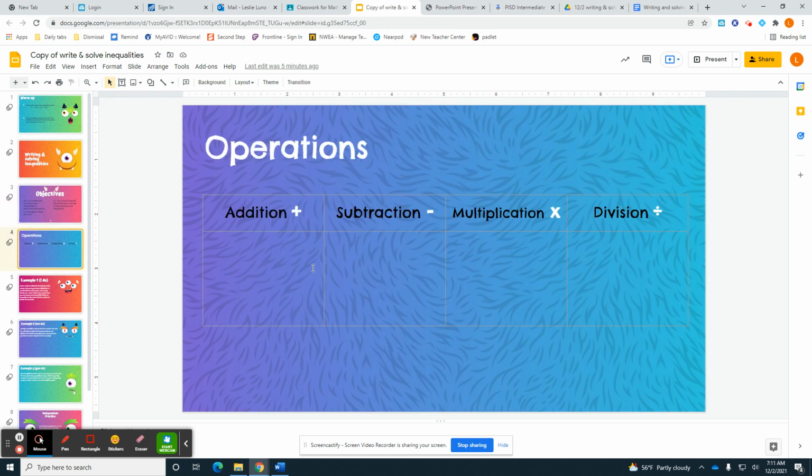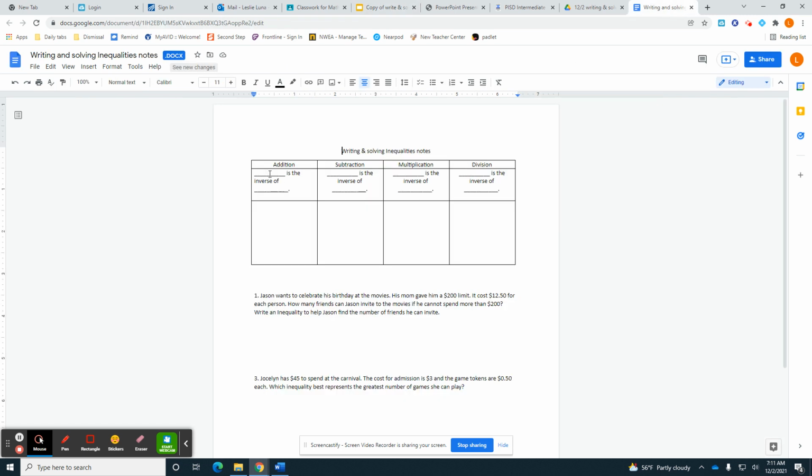Okay, so very first thing you have is, what are some keywords for addition, subtraction, and multiplication and division? On your notes, it also asks blank is the inverse of blank. So let's go ahead and fill that in. So let's say subtraction is the inverse of addition.